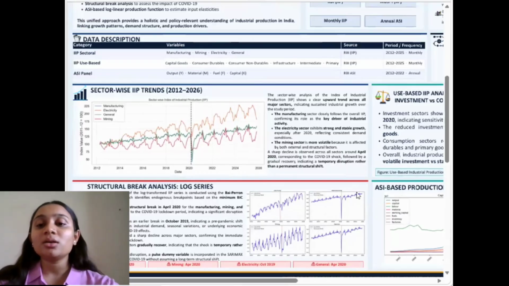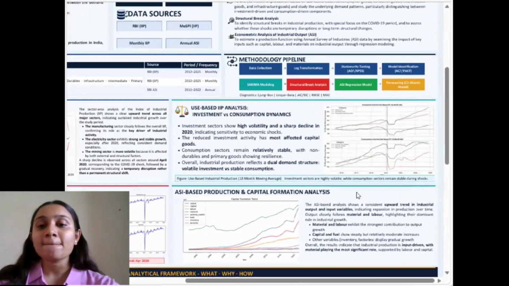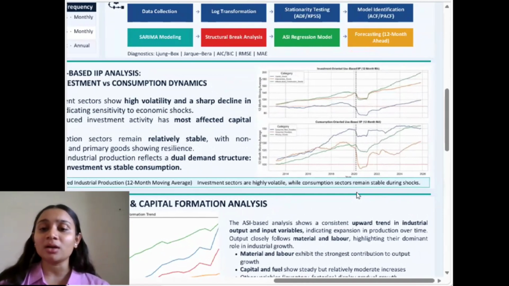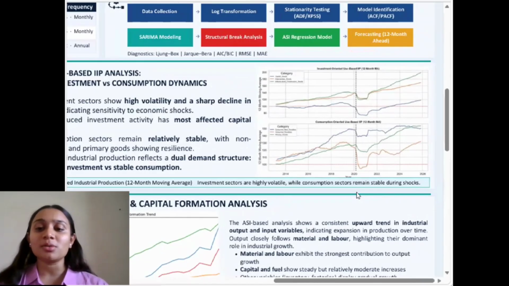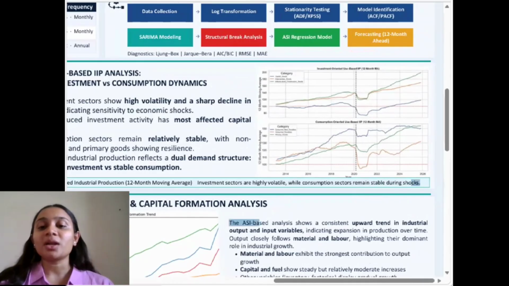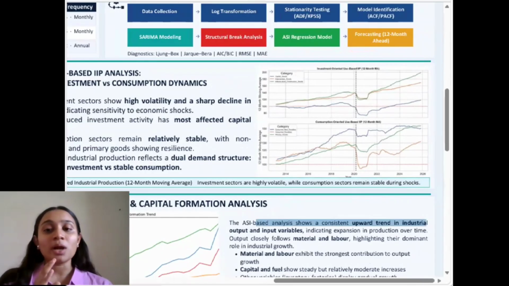Second is the use-based analysis. A very important insight comes out. Investment sectors like capital goods are highly volatile, and on the other hand, consumption sectors like non-durables are stable. This leads to a key economic conclusion: India's industrial production follows a dual demand structure, volatile investment plus stable consumption.